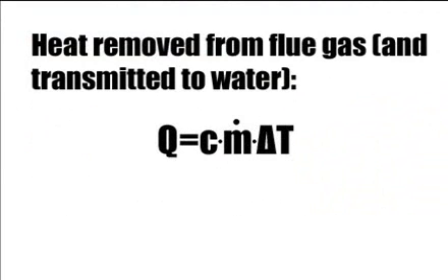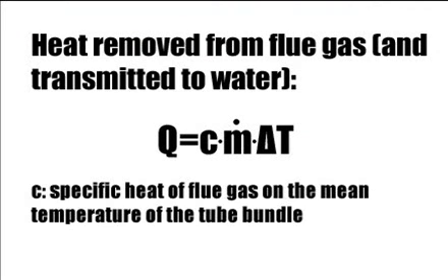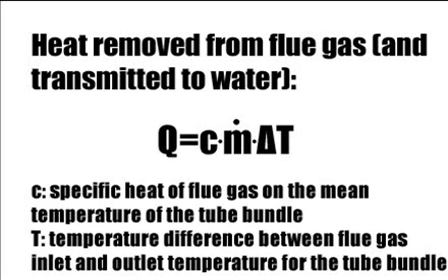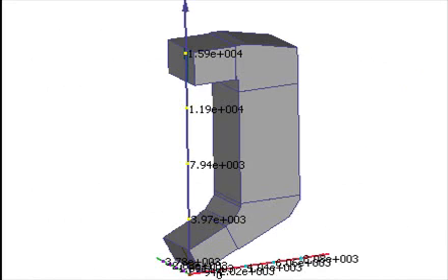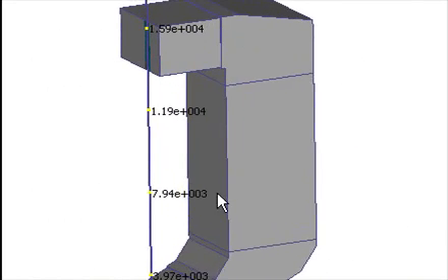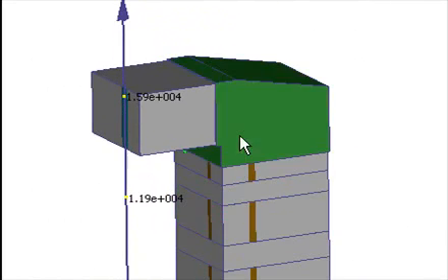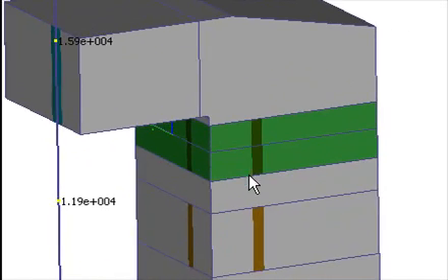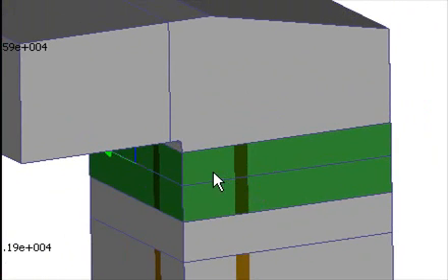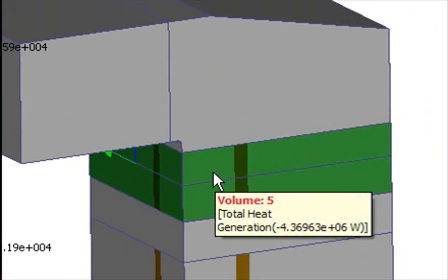Applying the magical equation of specific heat times mass flow times temperature difference, the heat transmitted by each heat exchanger block can be calculated. This value in watts can be set as boundary condition in the CFD software on the volume representing the specific block of tubes. For example, the heat generated in the superheater is 4.3 megawatts.